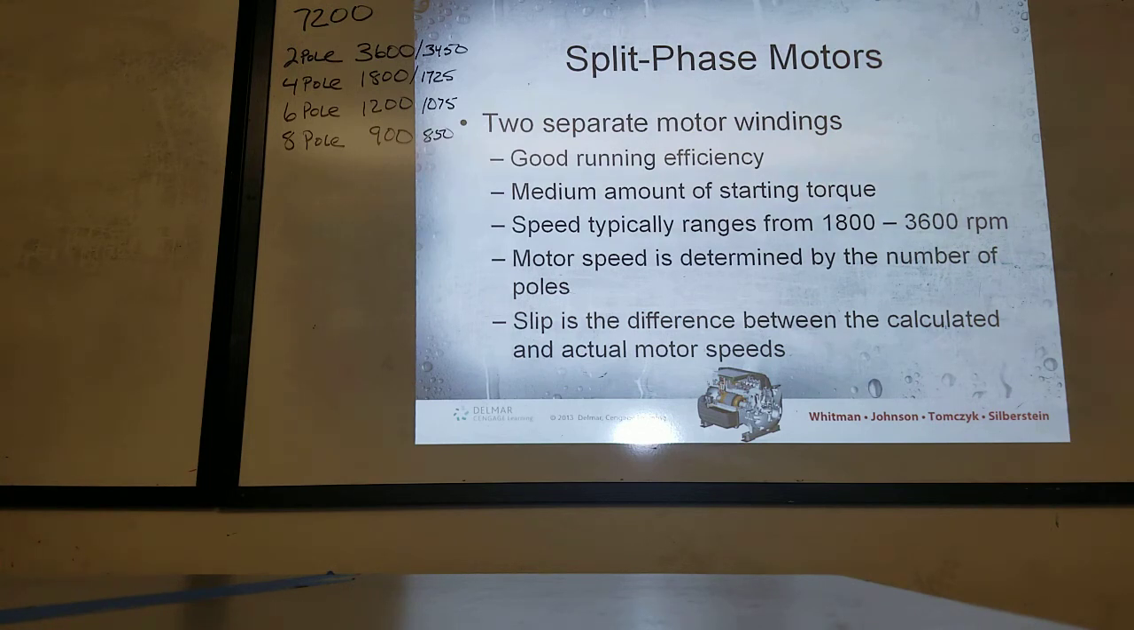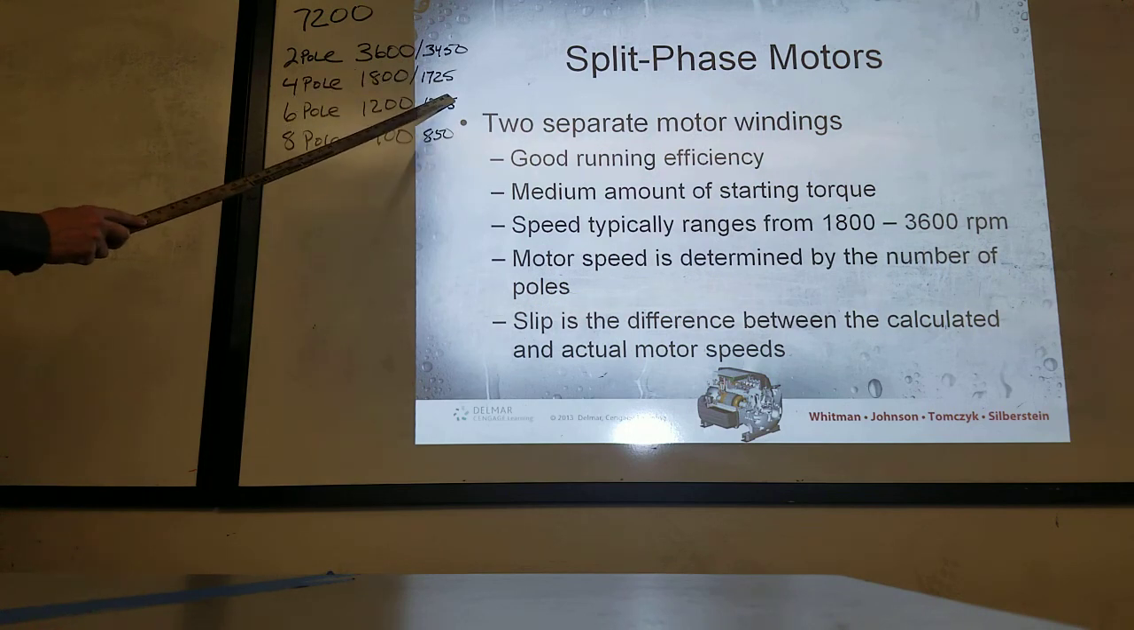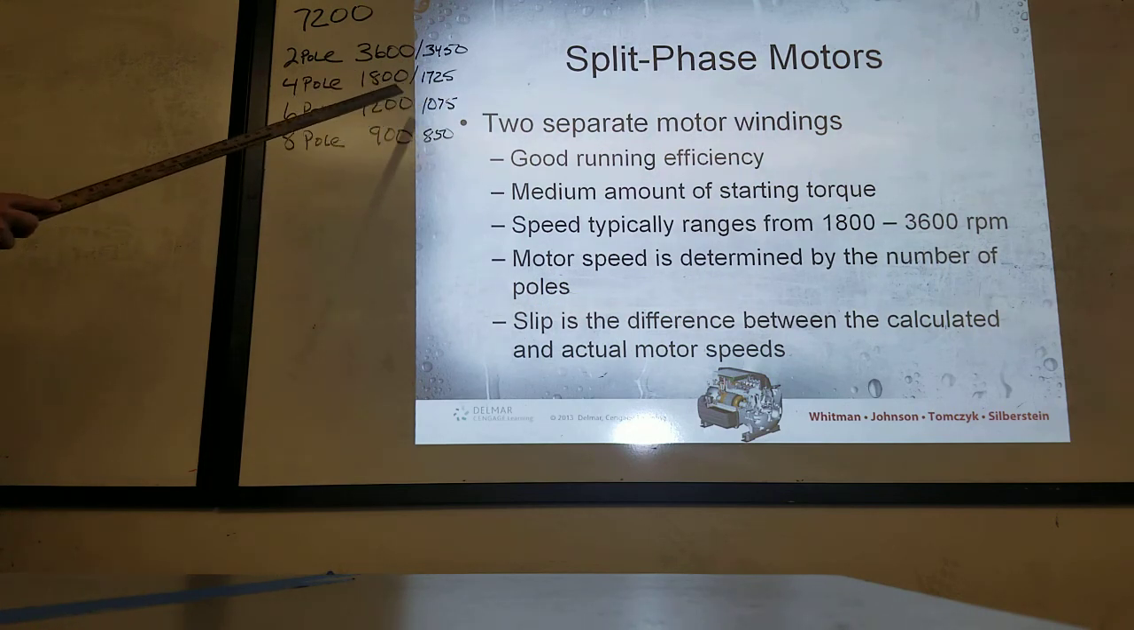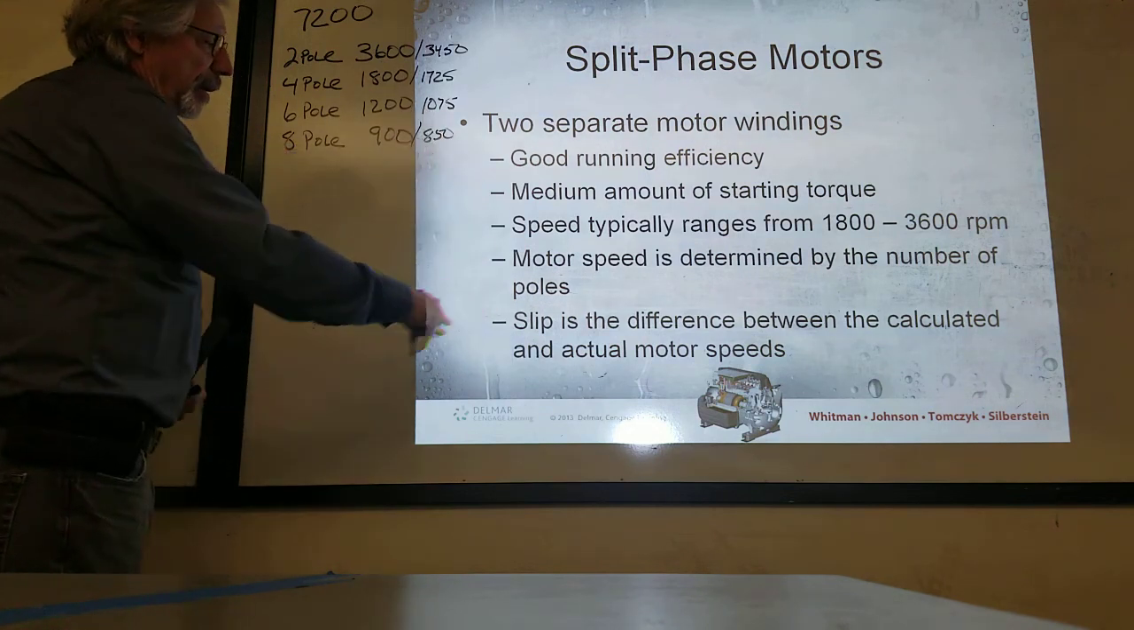Split phase motor. 2 separate motor windings, good running efficiency, medium amount of starting torque. Speed typically ranges from 1,800 to 3,600 RPM. Motor speed is determined by the number of poles. Slip is the difference between the calculated and actual motor speeds. We covered that, and we cover it again.